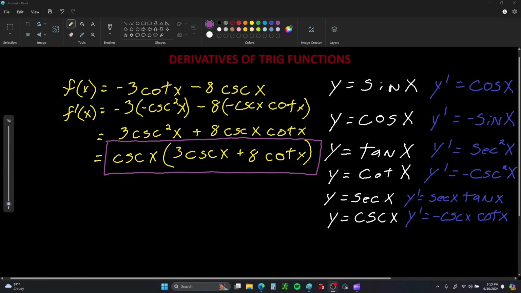One final note that I want to take a look at: see, this is sine, this is cosine. Whenever you have these co- functions, like this one, cosecant, you're going to have a negative in your derivative.